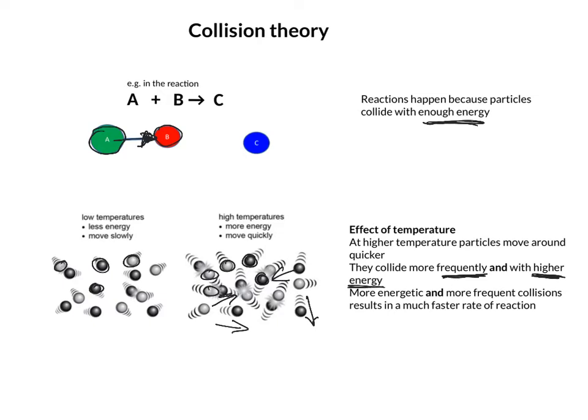Now, that accounts for why we get this double whammy effect, this large increase in rate of reaction with temperature, because there's two things happening. The particles are colliding more often and they're colliding with more energy. And therefore, I'm going to get more frequent successful collisions that are going to result in the reaction happening. So I get a much faster rate of reaction with temperature.